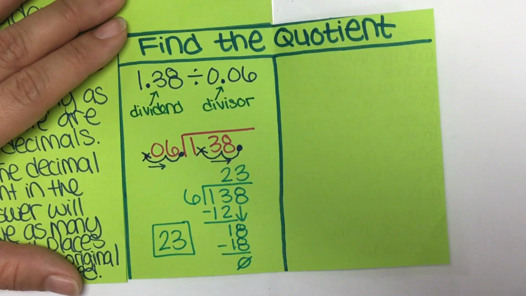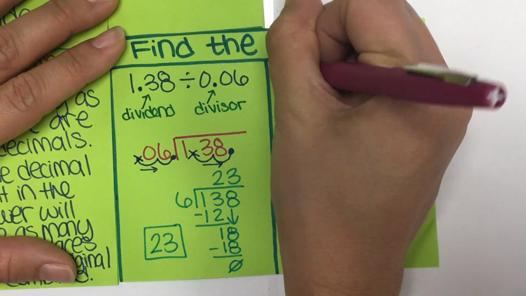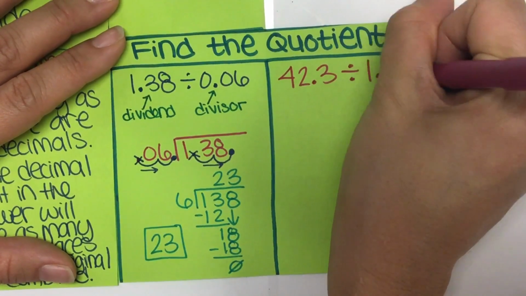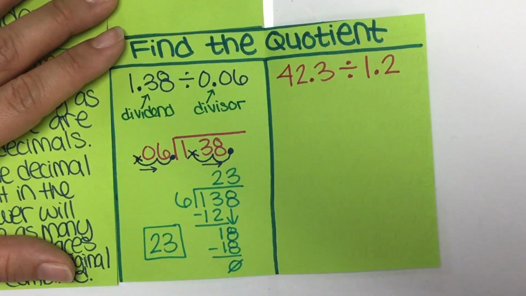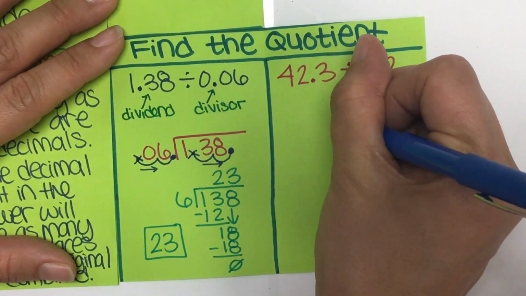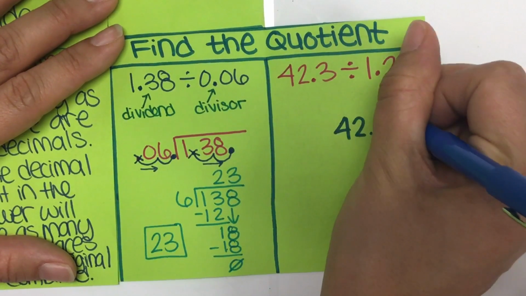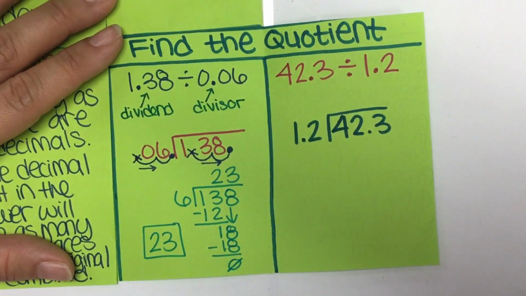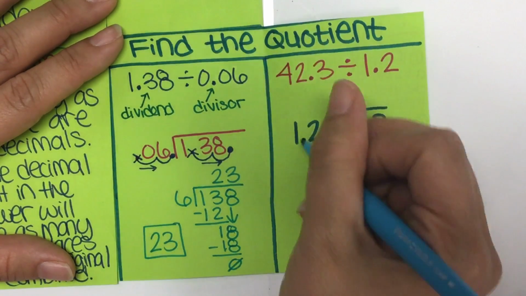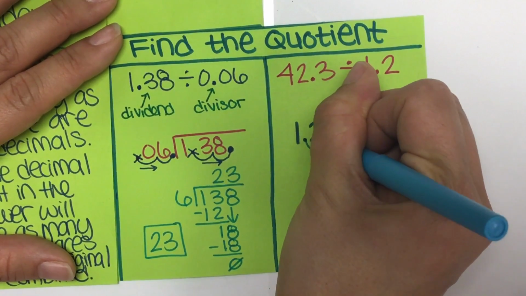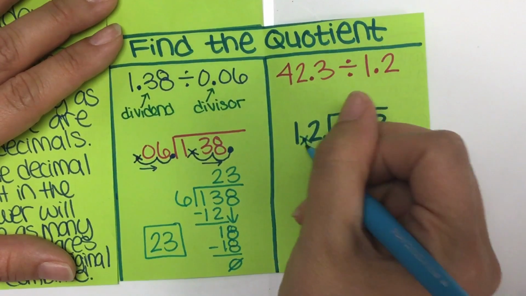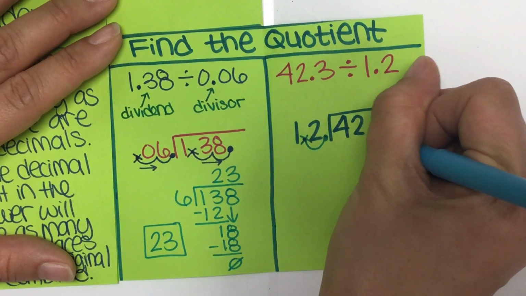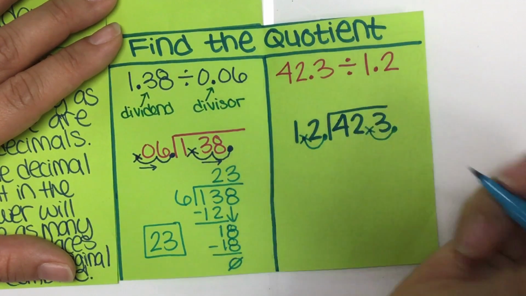Let's do one more example. So let's say it's 42 3/10 divided by 1 2/10. So I know that I'm going to do 42 3/10 divided by 1 2/10. I cannot have a decimal in my divisor, so I will move that times 10. That means that now I have 12 instead of 1 2/10. And if I multiply my divisor by 10, I must multiply my dividend by 10.